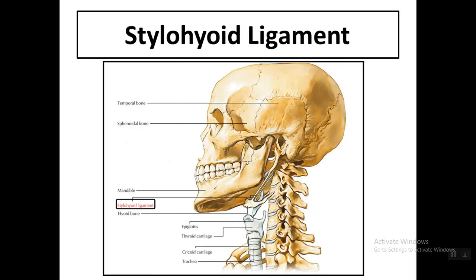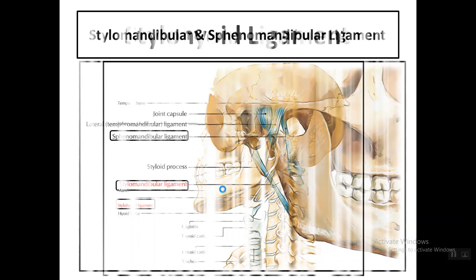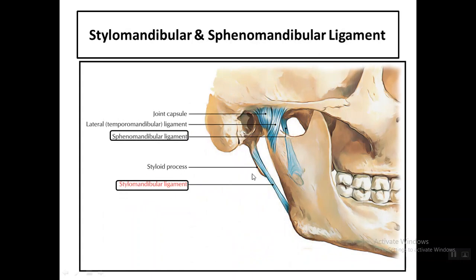These are the extensions we see. The stylohyoid ligament: this is the styloid process of the skull, this is the stylohyoid process, and this is the ligament. This is the stylohyoid ligament extending between the styloid process and the lesser horn of the hyoid bone. The stylomandibular ligament extends also from the styloid process to the angle of the mandible. The sphenomandibular ligament is from the spine of the sphenoid to the lingula of the mandible.